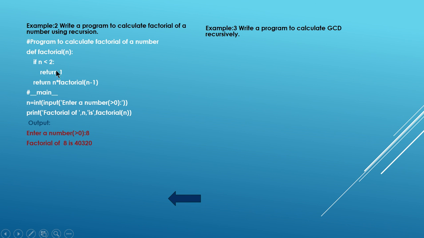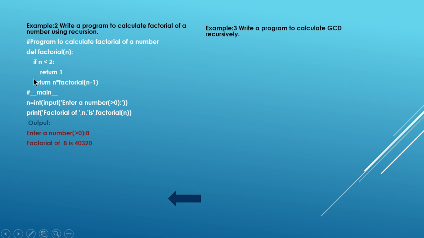It is a program to calculate the factorial of a number. def, the function definition, starts here. Factorial is the name of the function, and then the value n. If n is less than 2, or if n is equal to 1, you return the value 1, which is a known value. If not, you do the recursion, that is, return n star factorial of n minus 1.